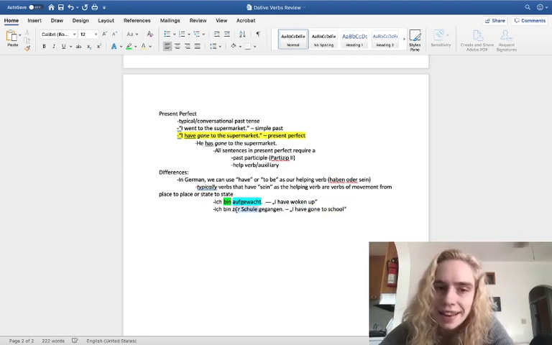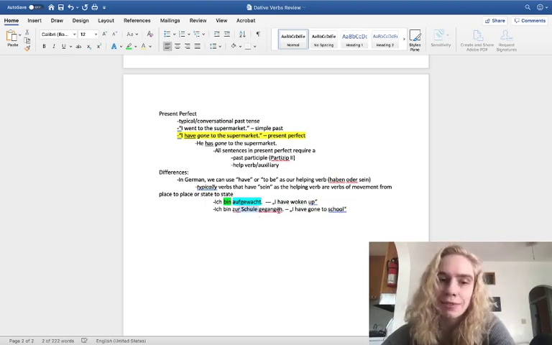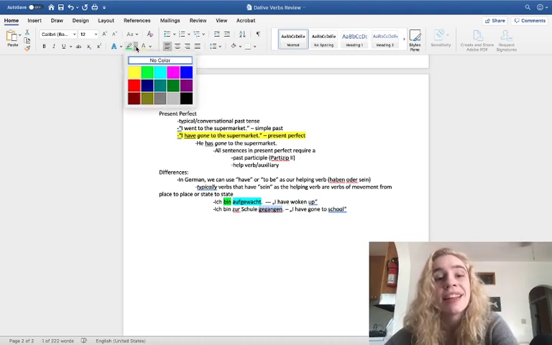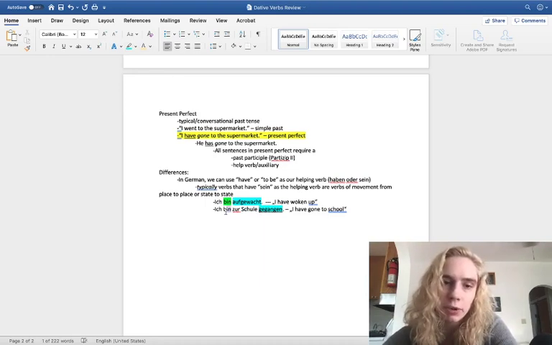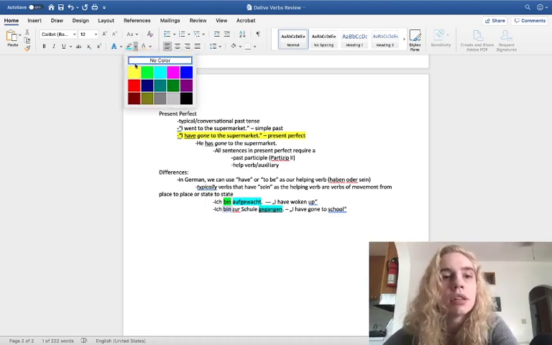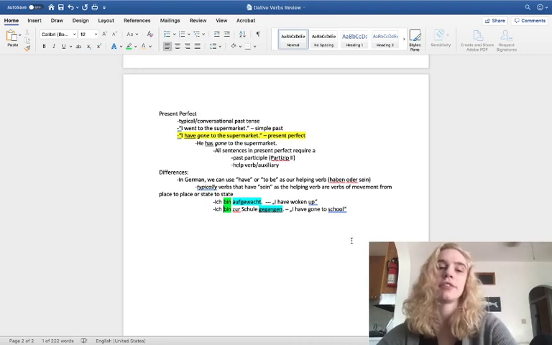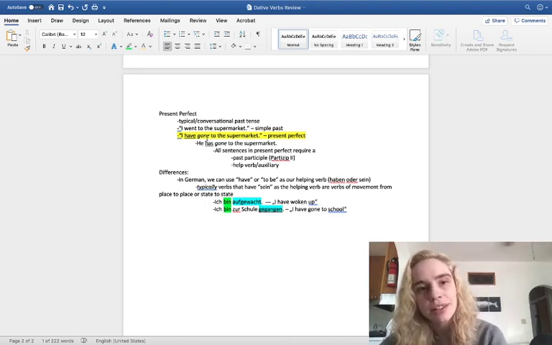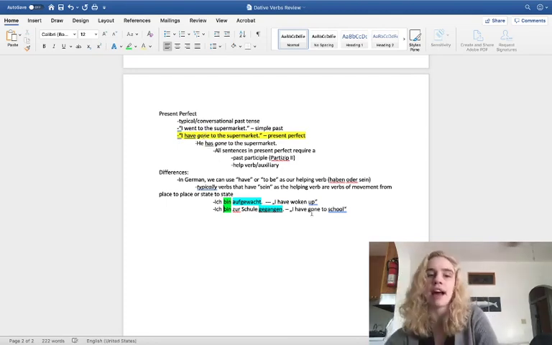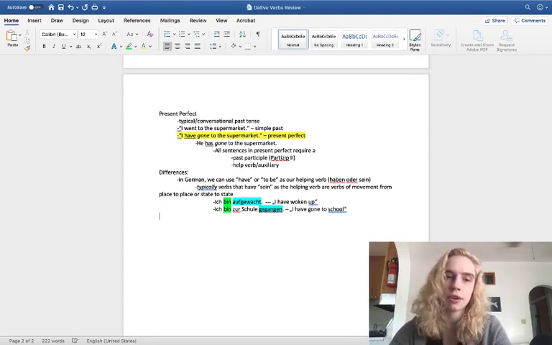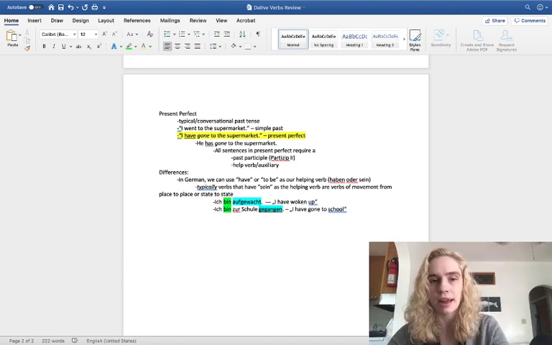And if you look at this sentence, zur Schule gegangen, we see that our participle is coming at the end of our sentence or clause, if you're adding multiple clauses to a sentence. And that is another difference from English. So in English, in these sentences we have up here, we have I have gone, so our participle is coming right after the conjugated helping verb. And in German, the participle is going to go to the end.